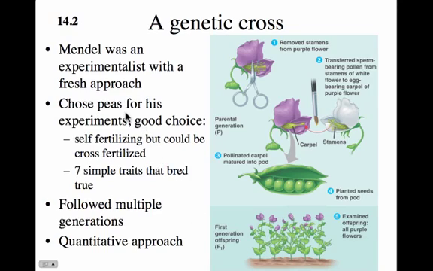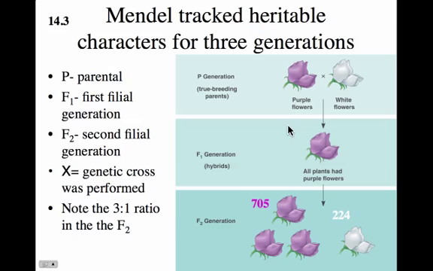He picked peas for his experiments, and they have the advantage in that they're self-fertilizing, but that he could also set up crosses. So here's a cross between a white plant and a purple plant. Here's that cross shown in a different way, and it makes the point that Mendel tracked heritable characters for 3 generations. So the first generation is the parental generation.